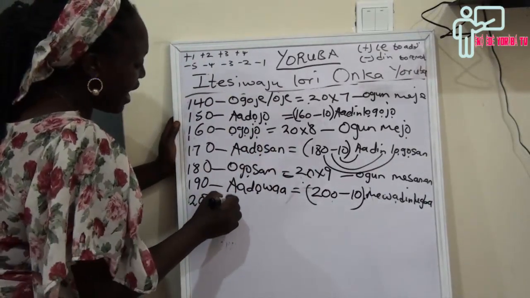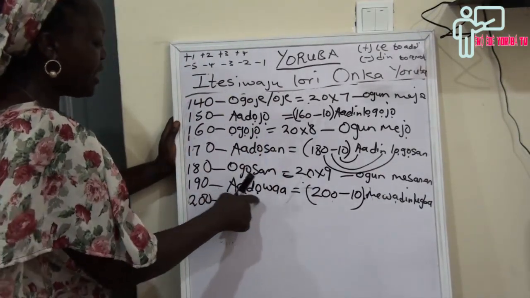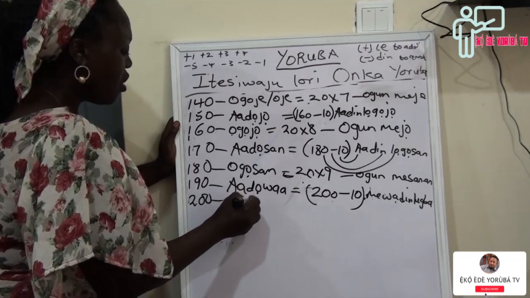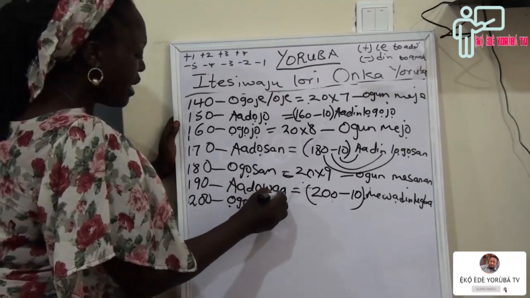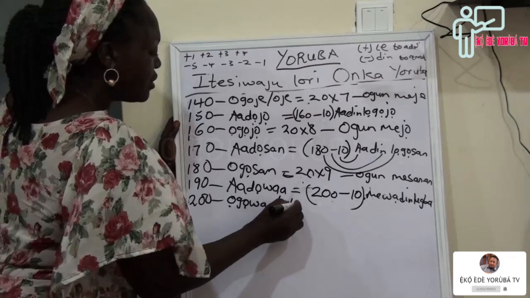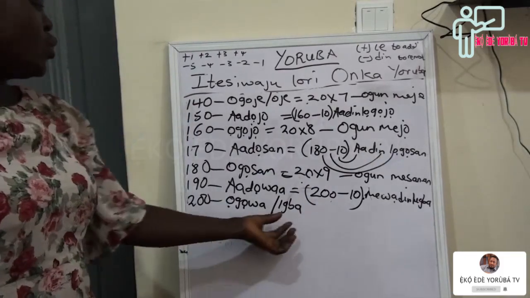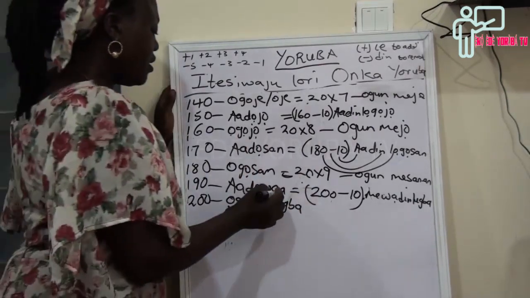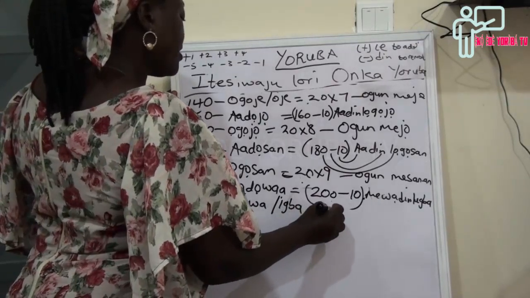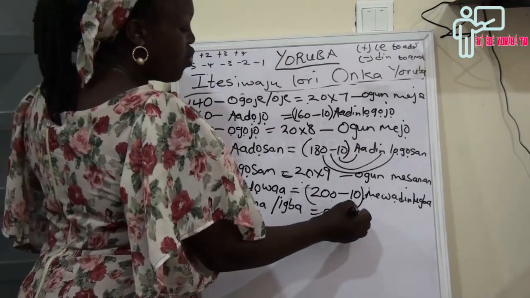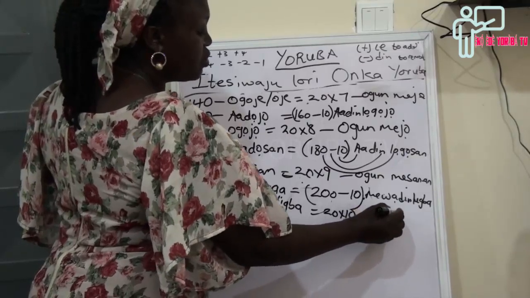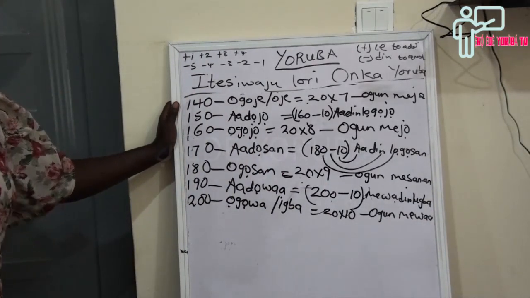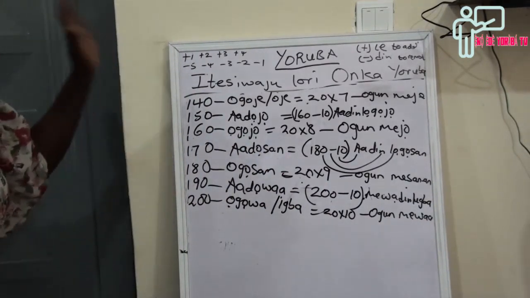So this one now is àádọ́wàá. So this one will be ọgọ́wàá. But we normally say igba. Igba, that is 200. The meaning is that 20 times 10. Ogún mẹ́wàá. That is it.